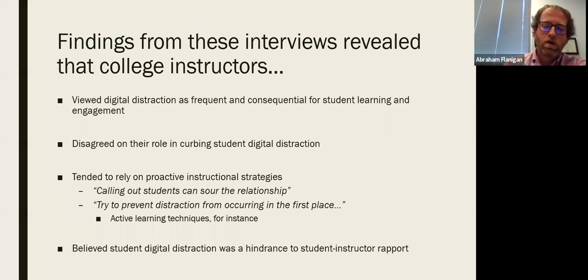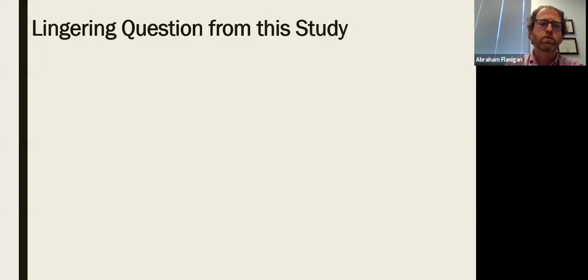And so this was where I saw that connection between student digital distraction being more consequential than just their learning outcomes or just their engagement during class. This can also affect the student-instructor rapport, which, as we're going to see in a minute, can be a pretty potent ingredient for the kinds of things we want to see in the classroom: learning, motivation, engagement, et cetera, et cetera. So that's where I saw this link between student digital distraction and student-instructor rapport.